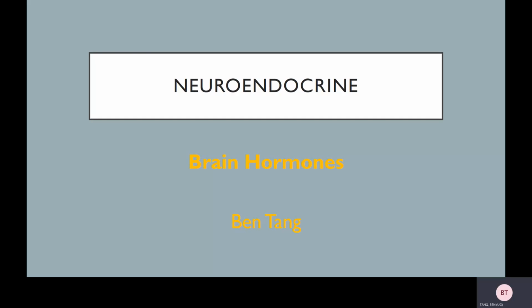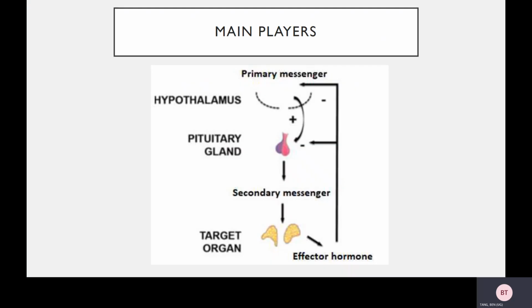Neuroendocrine. It's a big word, but it basically means brain hormones. And I think in year one, you just cover basically three main players in the axis and how they kind of control each other and influence each other. So the main players here are your hypothalamus, pituitary gland, and whatever target organ is in that particular axis.